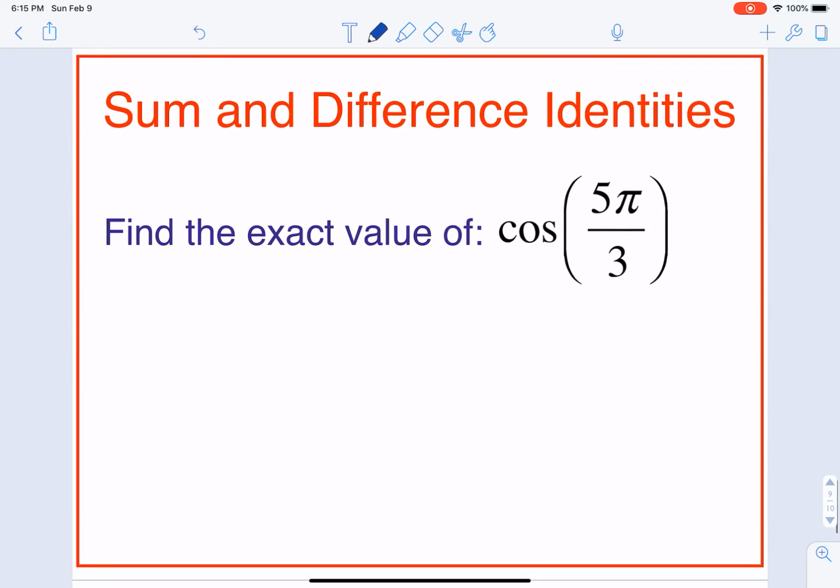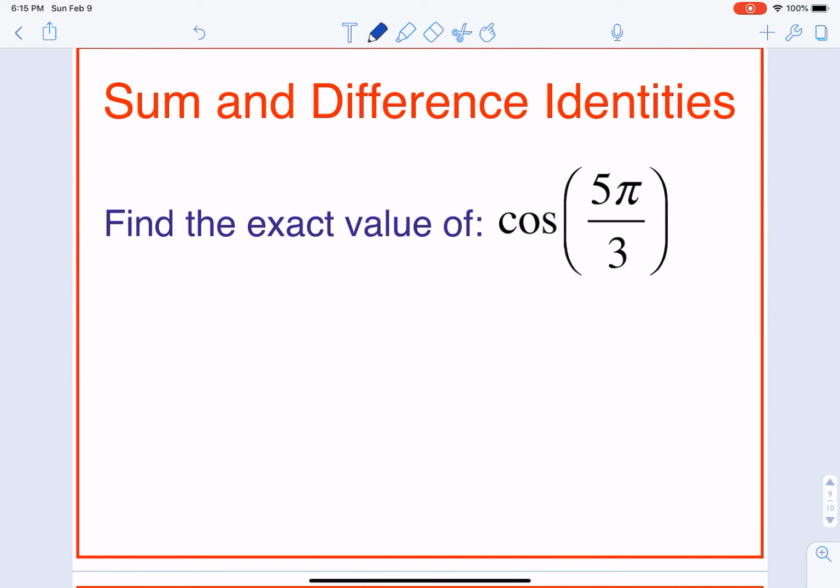So here's another example, cosine of 5 pi over 3. I want to split this up into pi over 3 plus 4 pi over 3. That will give me 5 pi over 3. So for my cosine identity, I'm adding these two things together. Cosine of alpha plus beta is going to give me cosine of alpha times cosine of beta minus sine of alpha times sine of beta.